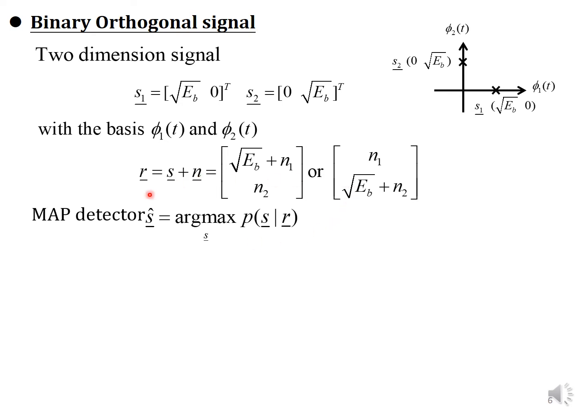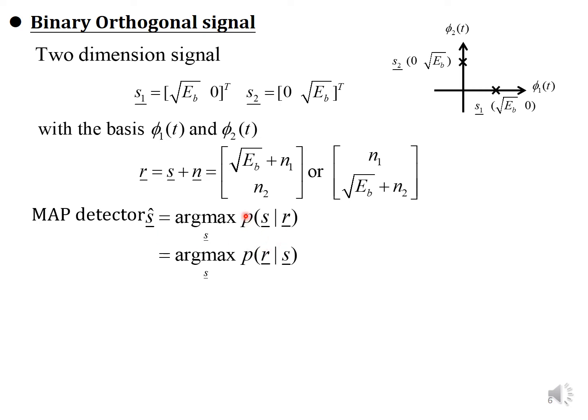And so now we apply the MAP detector with this received signal R, this two-dimensional signal R. Again, we apply the MAP detector based on this vector R, and we try to make a decision of S. What would this S be? Is it S1 or S2? And it makes a decision.